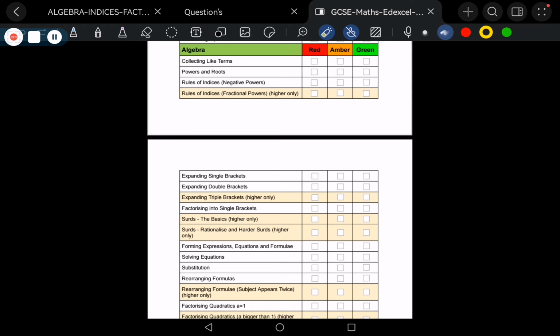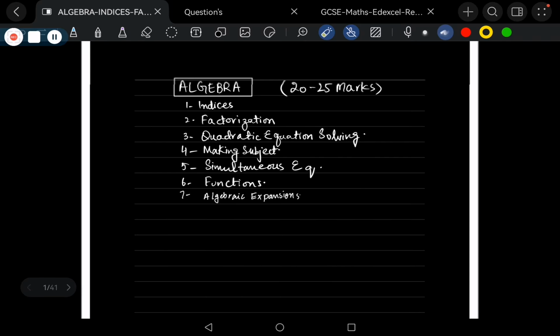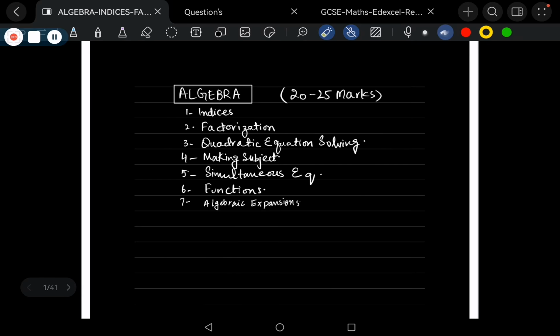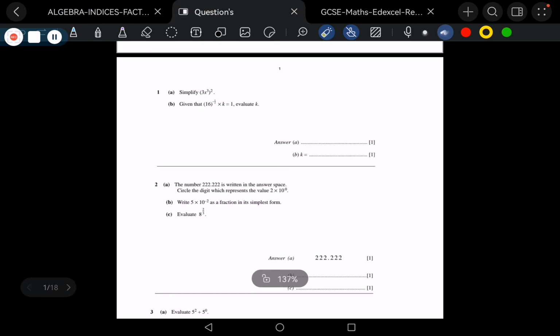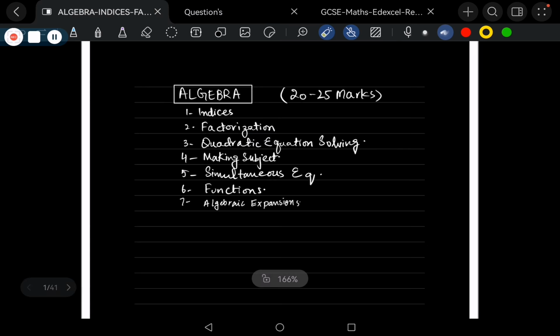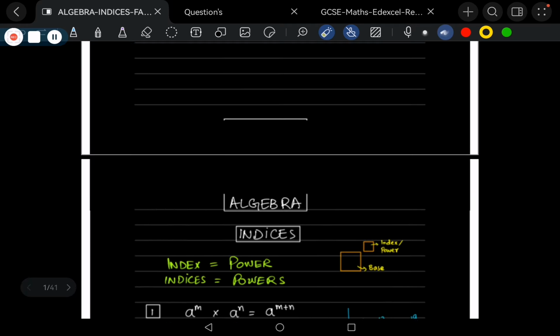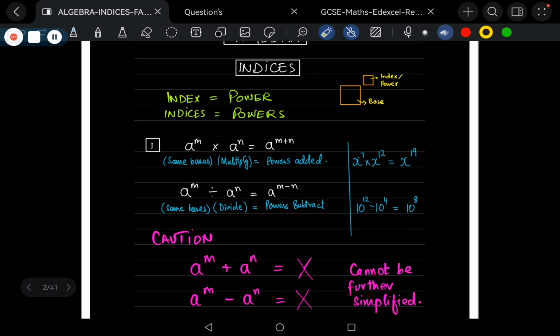Today's topic that I chose for my lesson is related to algebra. In algebra, we will talk about indices today. Also, I have some past paper questions, and after the topic we will discuss the past paper questions in detail. Okay, so let's start. What do we mean by indices?